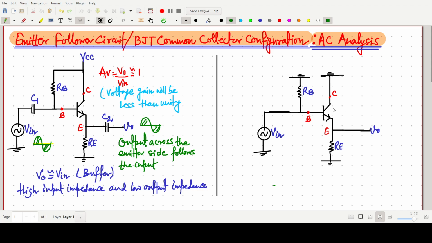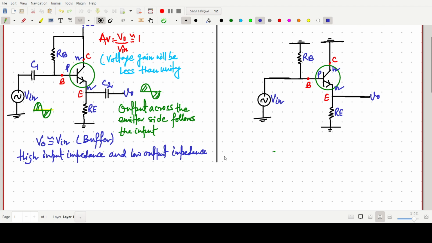So this is our transistor, and this transistor is nothing but an NPN type. Now this one is the diagram, and we have to go for the AC analysis. So how do we deal with this circuit?